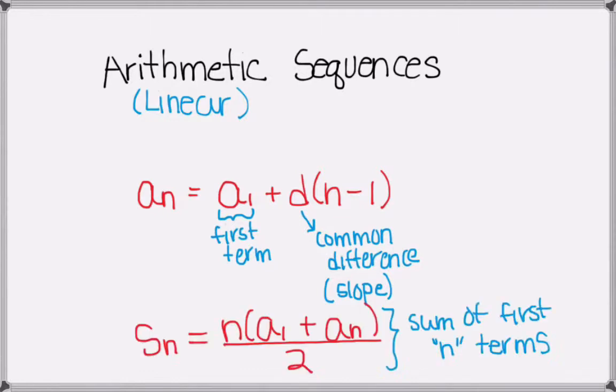If you want to determine the sum of a finite number of elements in an arithmetic sequence, you can use the formula s sub n is equal to n times a sub 1 plus a sub n over 2. Let's look at an example.